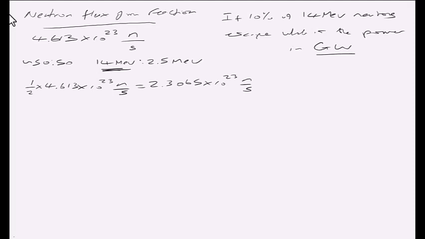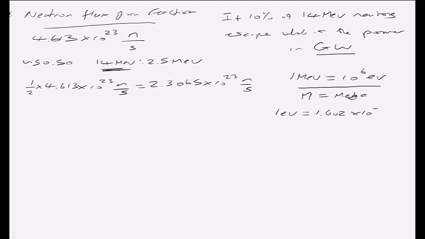And so we know that 1 MeV, megaelectron volt, is equal to 10 to the power of 6 electron volts, M standing for mega, just 10 to the 6. And we also know that 1 electron volt is equal to 1.602 times 10 to the minus 19 joules. So that's our conversion factor.